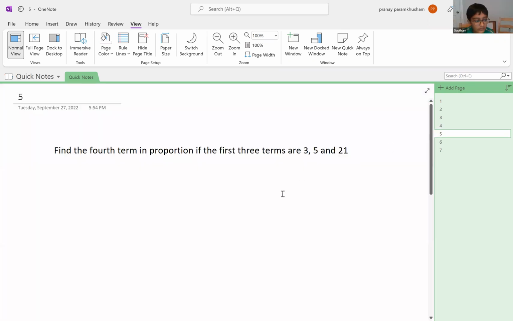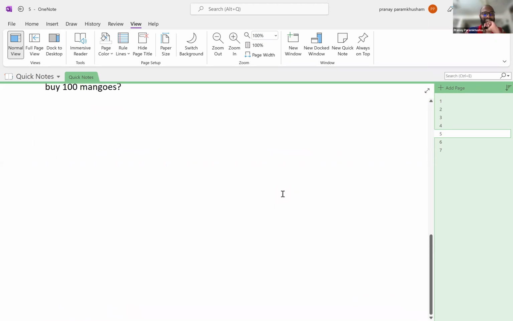Next. Can you try this? Find the fourth term if the proportion in the first 3 terms are 3, 5, and 21. All right, it's 35. Yes, that's right. Very good.